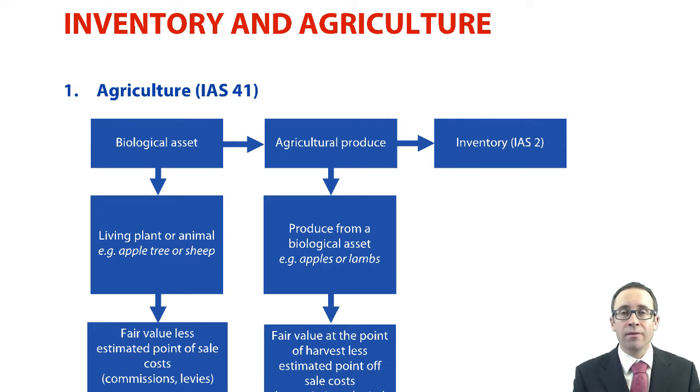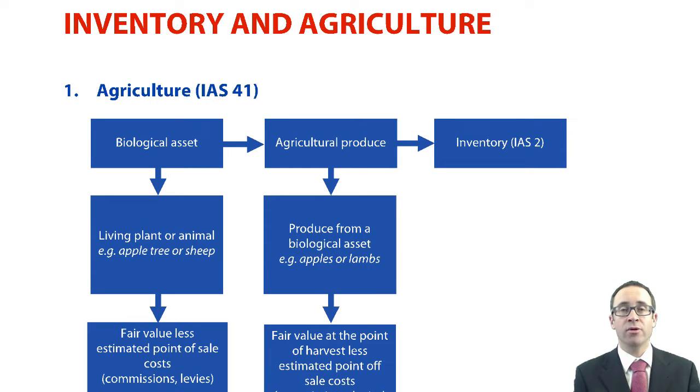And IAS 41 involves agricultural activity. How do we account for any agricultural activity that takes place within a business? So if you're out there in the real world, you're very likely to see inventory as a standard and valuing it at the lower of cost and NRV. But with regards to agricultural activity, you would only ever come across this accounting standard if you are the accountant within a business that performs agricultural activity.